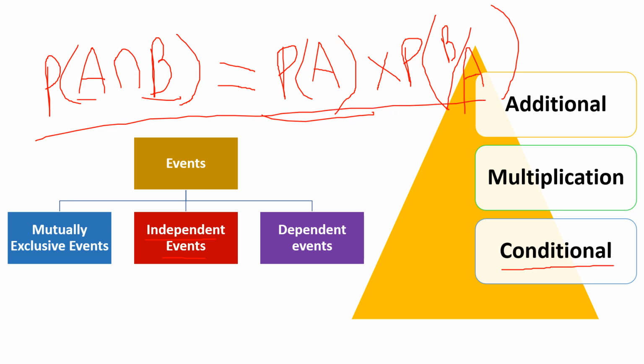So I hope it's clear when to use the addition, multiplication and conditional formulas. The addition theorem is used when only one of the events is occurring, either this or that. Multiplication is used if both events are occurring. Conditional probability is used when one event is dependent on the other event.